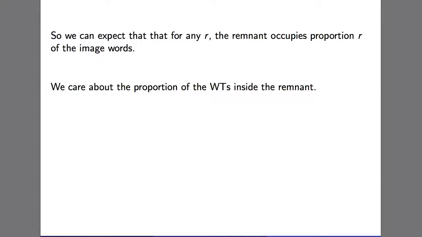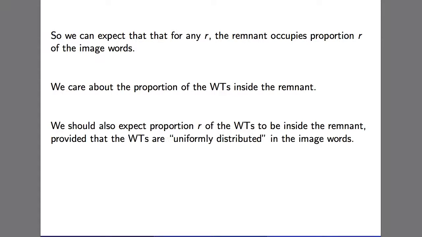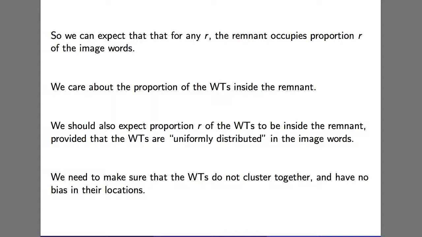Really what we want to talk about is the proportion of the Wagner tails which occur inside of the remnant. But we should also expect proportion r of the Wagner tails to occur inside the remnant, provided that the Wagner tails are uniformly distributed among the image words. And I'll say a little what I mean by that. We need to make sure, for example, the Wagner tails do not cluster together or have any bias in their locations. For instance, if the Wagner tails always appeared at the very beginning of the word, you might expect them to be outside of the remnant. But if they're distributed evenly throughout the word, you should expect most of them to occur inside of the remnant because the remnant is extremely long.